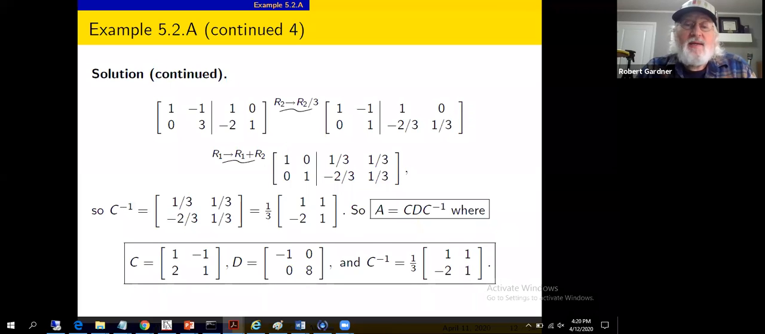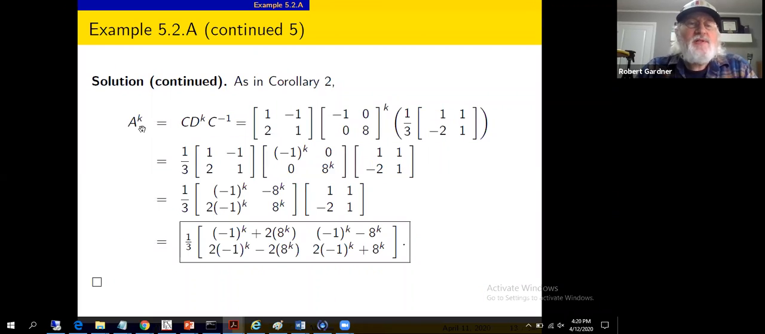Okay, big example coming. Let's raise A to the kth power. We know by Corollary 2 that's the same as taking C times D to the k power, times C inverse, where all the inner C inverse and C pairs cancel, as we saw in Corollary 2. Here's C, here's D to the k power, here's C inverse. Scalars pull through on this kind of thing, so take that 1/3 all the way out front. You know how to raise a diagonal matrix to the kth power? You just put the exponents on the diagonal. That was the whole point of getting a diagonal matrix.